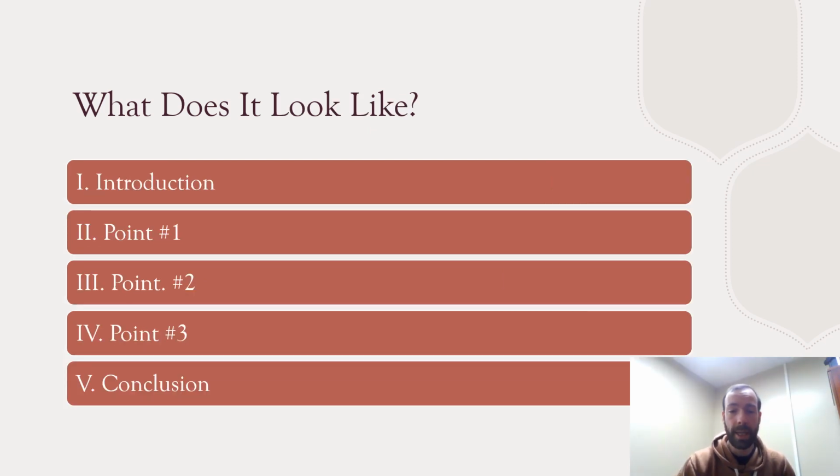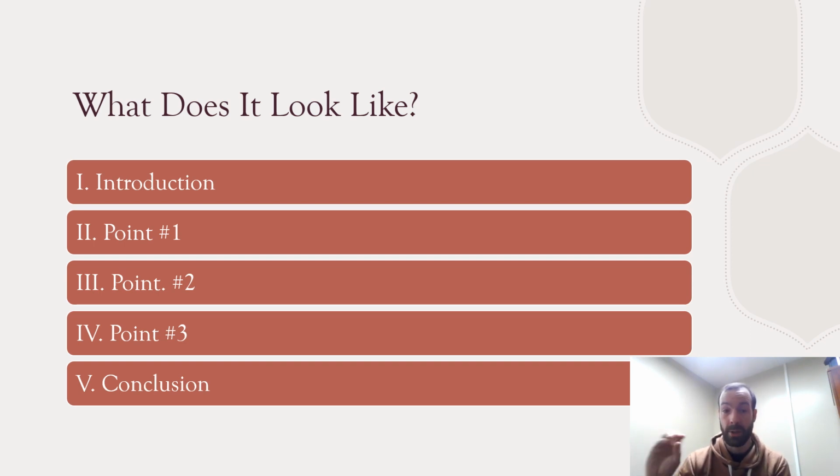So what does this look like? Usually an outline looks something like this. Classically, people use Roman numerals for their points. You don't have to, you can just use numbers or letters. But you can see that the first point is the introduction, okay? And we know what the introduction is supposed to do. That always comes at the start.